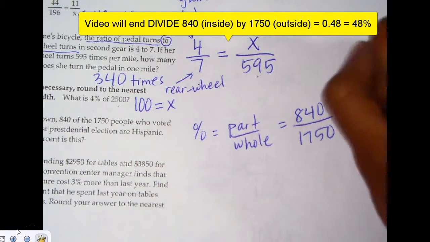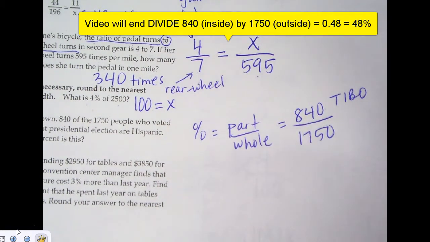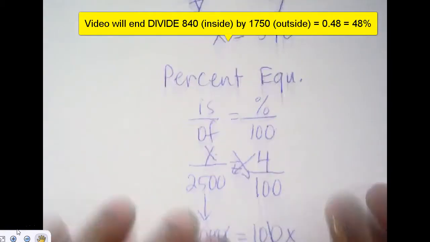So you got to do TIBO, because you cannot go from a fraction to a percent in one step, okay, because they want the percent. So we're going to do top and bottom out.